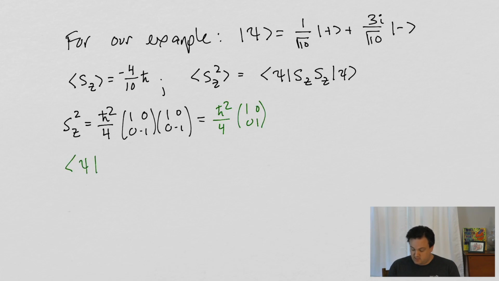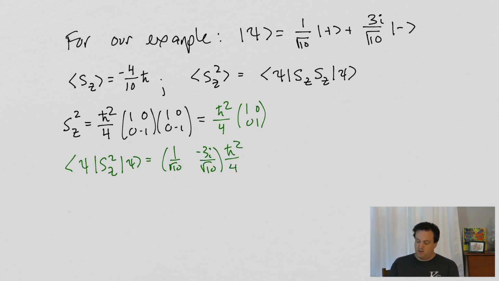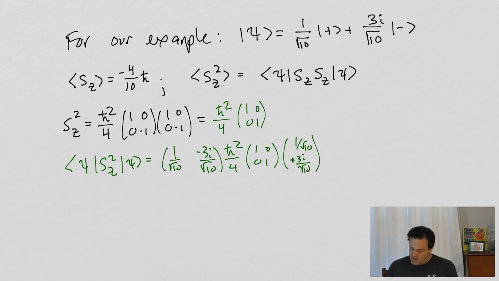And so it turns out if I squeeze this in between two of my states, right? So I'm going to find the expectation value of Sz squared. If I squeeze this in between two of my states, I'm going to have 1 over the square root of 10. Don't forget to take the complex conjugate, minus 3i over the square root of 10, times h bar squared over 4. Now, the identity matrix is not going to do anything to my other state. Minus, plus 3i over the square root of 10, right? And so now the identity matrix acting on that state is the identity matrix. I'm just going to get rid of it, right?